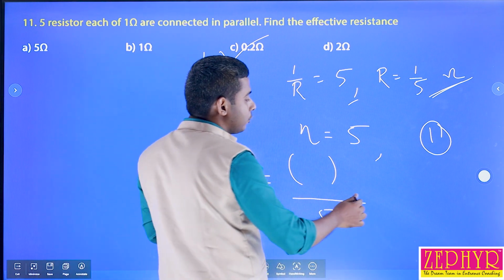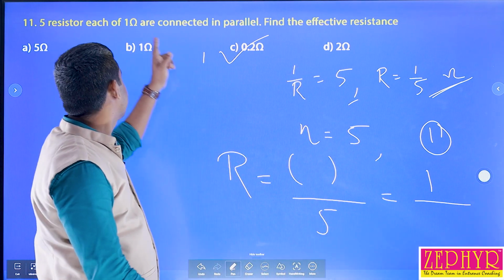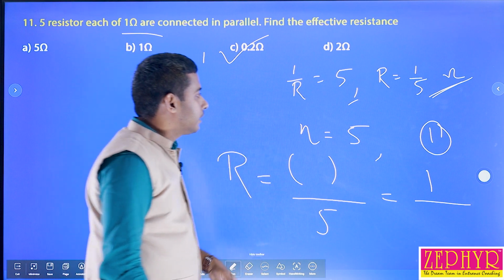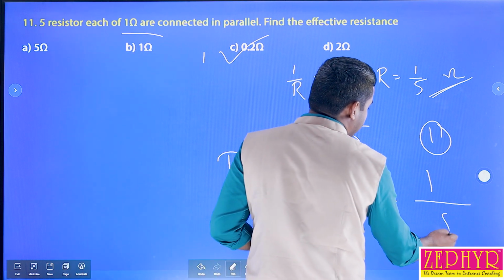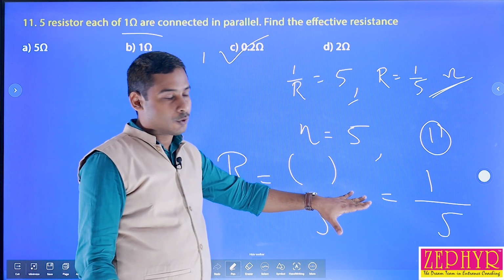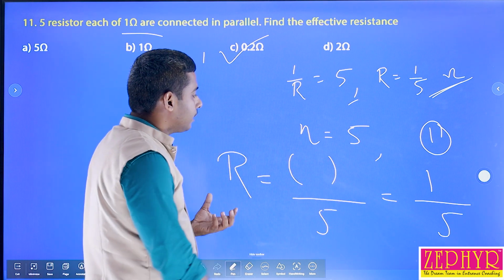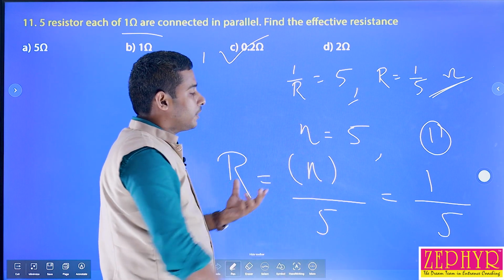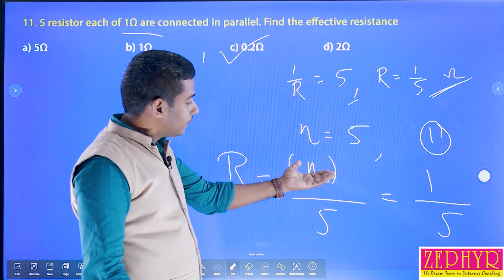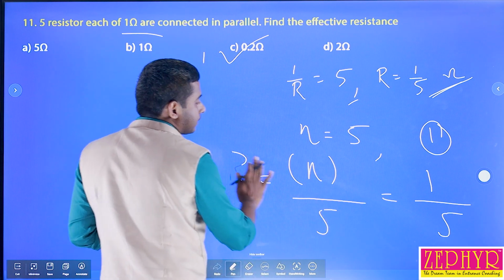So, the individual value of resistance, they said 1, right? In the question they said 1. Then what about the total number? 1 by 5. So, we can say it like that also. We have to take the total number n, whatever the given number is. Then you have to divide by that.